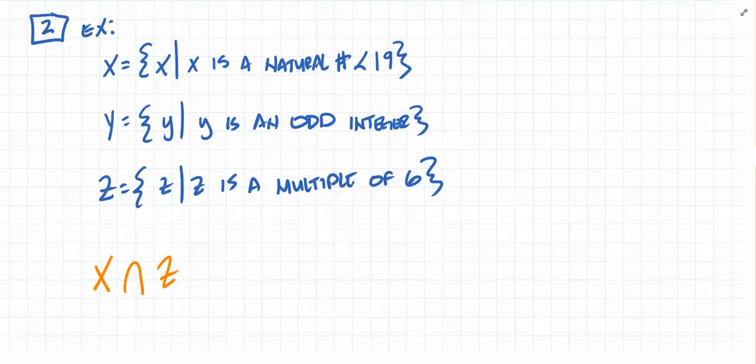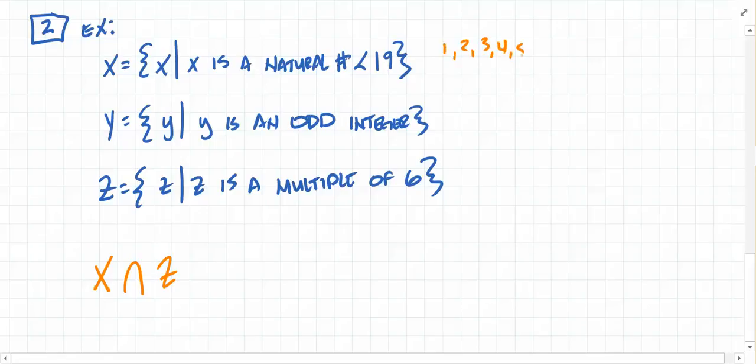Because if we think about what is in set X, we have 1, 2, 3, 4, 5, and so on, all the way up to 19. Oh, no, less than 19. Yeah, 18. Thank you very much. So I have all of these numbers here. That's the set X, right? Think about what's in the set Z. It's going to be 6, 12, 18. What's the next one? 24. What's the next one? 30. And then this just keeps going forever and ever, right?